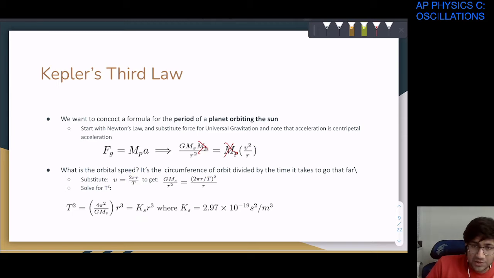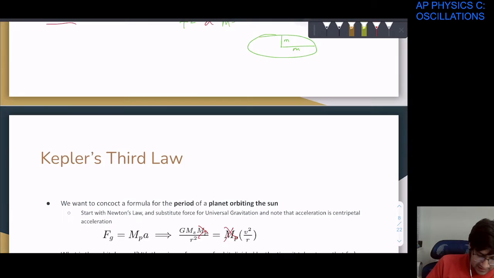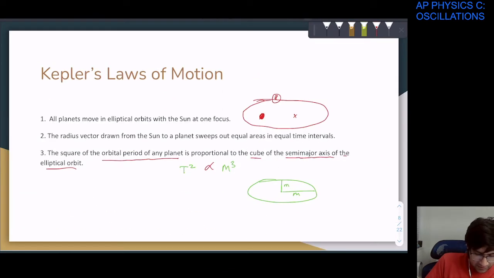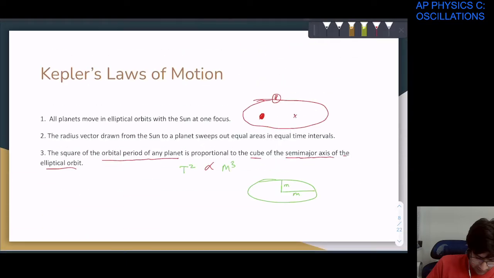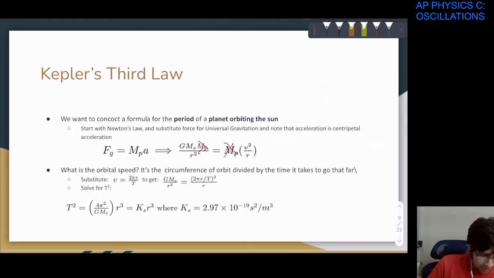And if you rearrange the terms, you end up getting T squared is equal to some constant over here times r cubed. And that's exactly what we hypothesized over here: T squared is proportional to r cubed. Here they're changing the variable for the major axis to r, which makes more sense. So this is Kepler's third law.